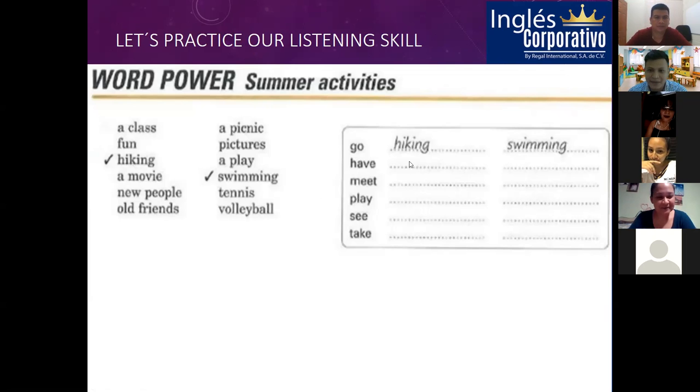Okay, students, basically, we have this. What we're going to do here, tenemos algunas actividades que se hacen en verano, pero vamos a escuchar un audio donde nos va a ir diciendo. For example, in the summer, go hiking, go swimming. Y acá vamos a ir identificando, ¿sí? For example, tenemos unas opciones.